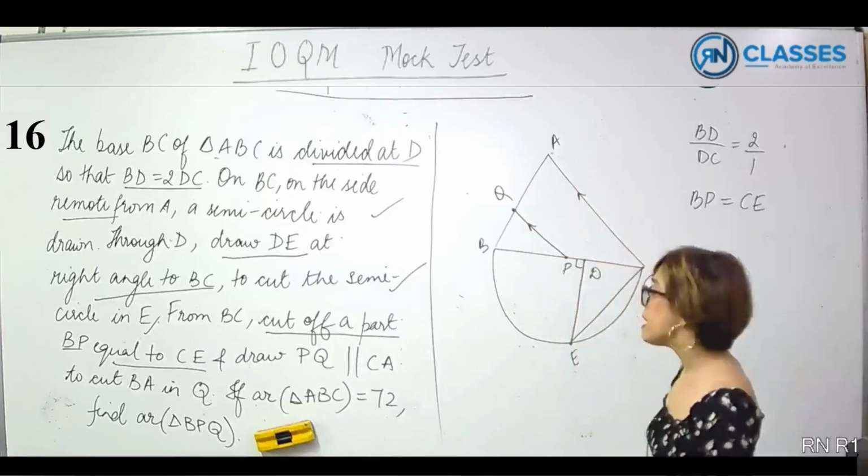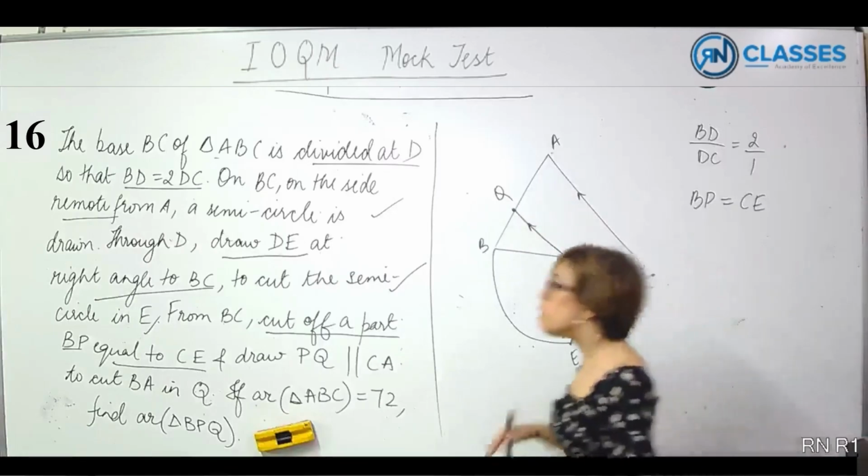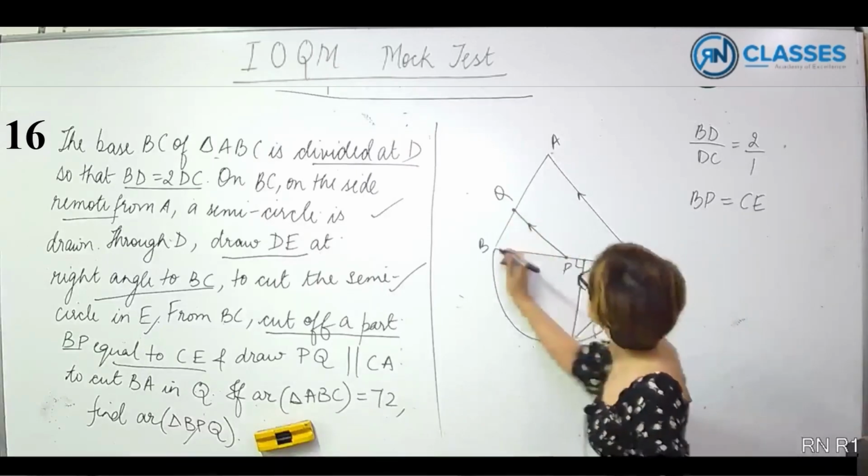Done. Now, he says if area of triangle ABC, as in this entire area is 72, you need to find out the area of BCQ, this area.